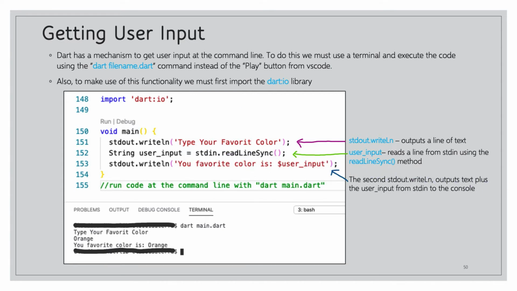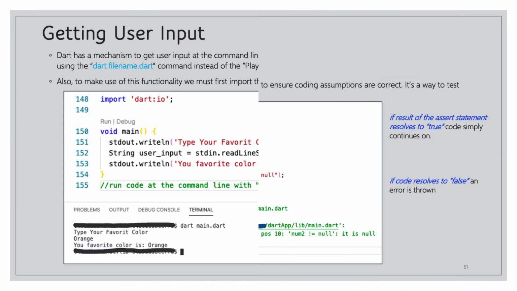So what happens here? You see down in the bottom in the terminal, I execute this code by issuing dart main.dart right here. Then I'm prompted, type your favorite color. And I spelled favorite wrong. You like that? Good. I put in orange, which is my favorite color. Most of the time, I actually have two. And then it outputs, your favorite color is the value of the variable userInput that I just got from the user, orange, and that's what gets printed out.